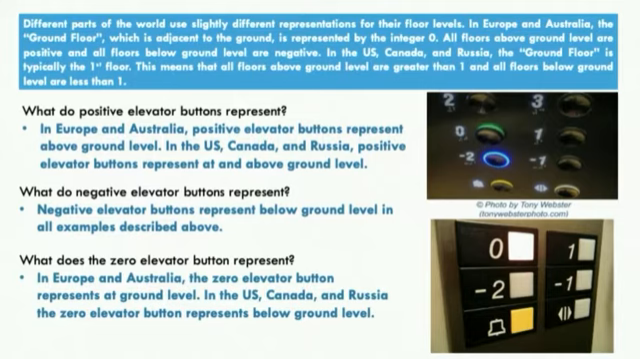So what do positive elevator buttons represent? Well, if you're talking about Europe and Australia, positive elevator buttons represent above ground level. In the US, Canada, and Russia, positive elevator buttons represent at and above ground level, because 1 is positive, and that is ground level in the US, Canada, and Russia, but 2, 3, and 4, and so on, are also positive, and those are above ground level.